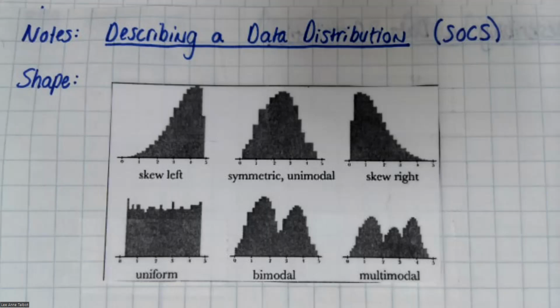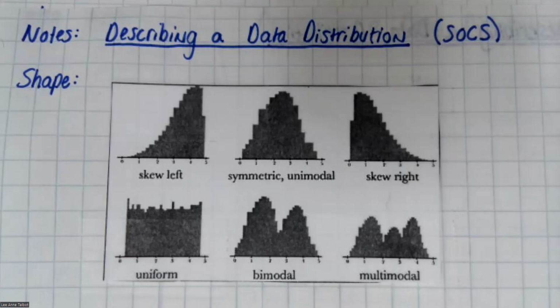But anyways, okay. Let me talk about the word modal. What does modal mean? All 3 of these have the word modal in them. If you remember from middle school, mode is the number that occurs the most. So in this case, modal means peaked. So unimodal means 1 peak. Bimodal means 2 peaks. And multimodal means multiple peaks. Does that make sense? Okay, so there's that.